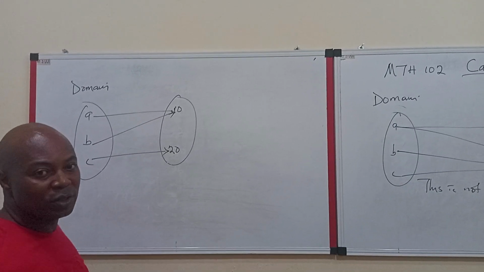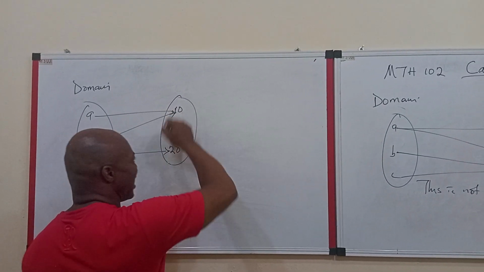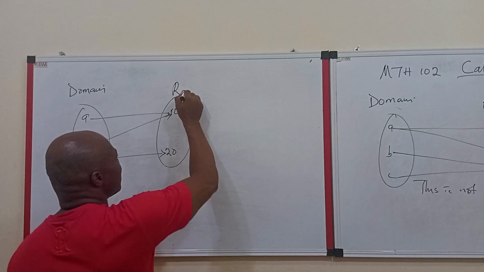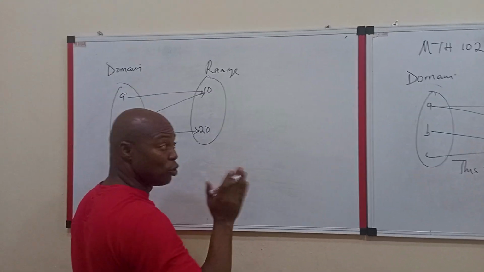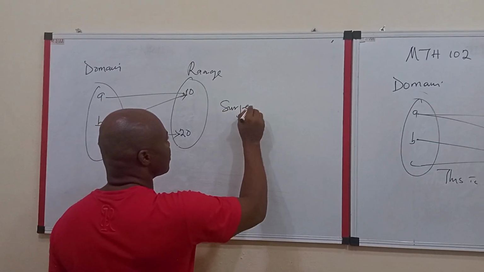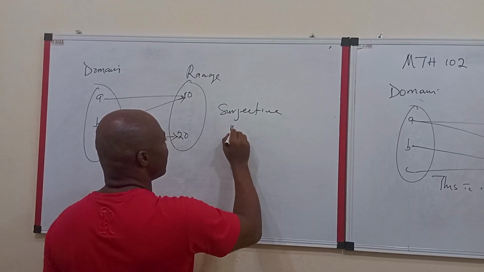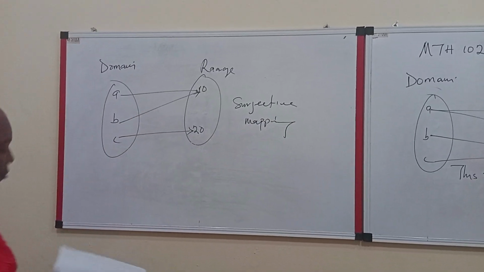This type, we call this one surjective, being that all of them will be inside here for the range side. Sorry. For the range, all of them are touched, no one remains. They call this one surjective. Surjective mapping. Surjective mapping for this one.